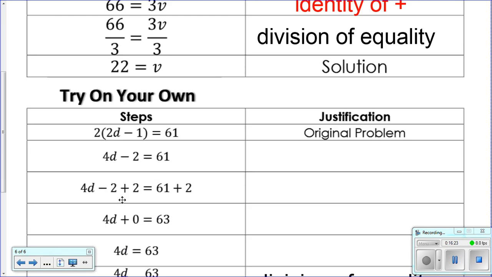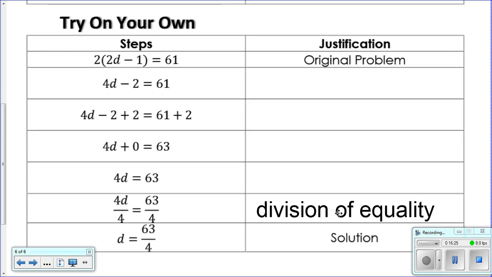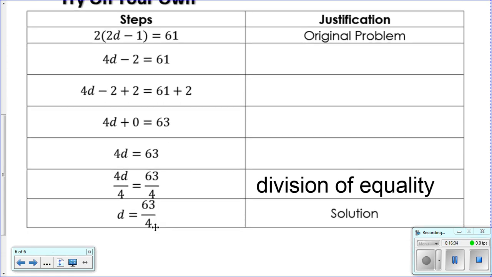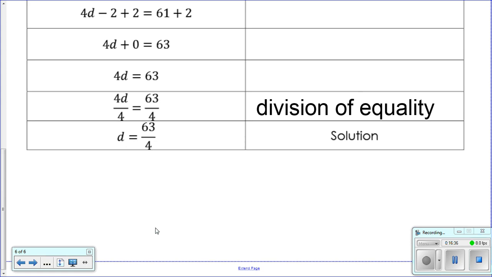So I want you to go ahead and try these on your own. This one's not right, but I can't seem to get rid of it. So go ahead and try these on your own. We'll go over the answers. Okay? And that's it for notes.